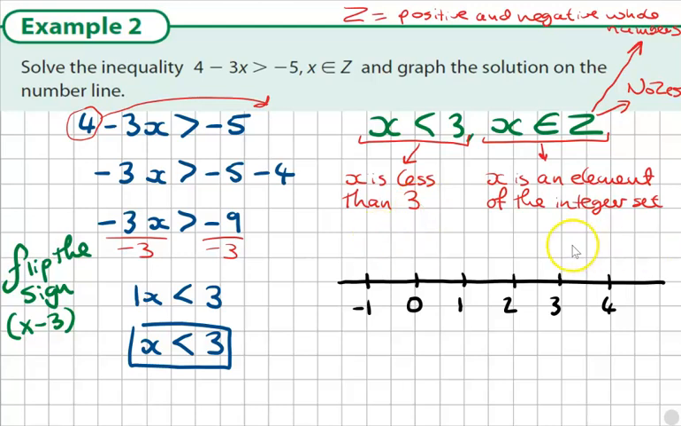So we have our number line. So we have our noses or our dots at 2, 1, 0, minus 1, and an arrow to the left. Again, the arrow is pointing the same way as the inequality sign. We don't put a nose at 3 because we were told that x is less than 3. If it had said less than or equal to 3, then we could have put a nose at 3.